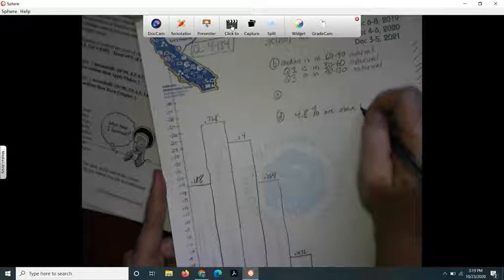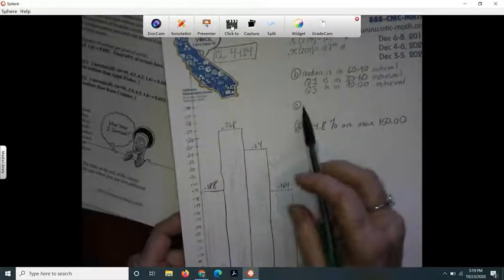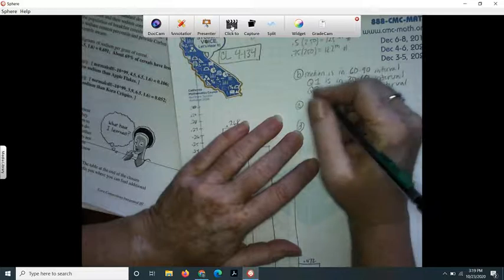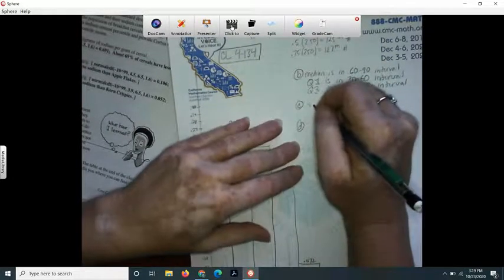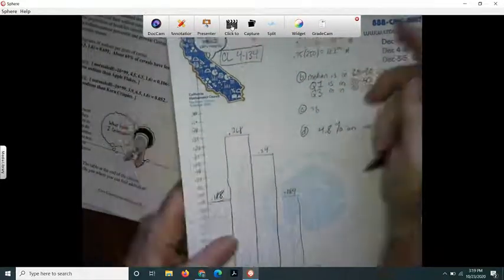Are above $150. This one just, we said that it was skewed. I forgot how to spell skewed. I'm running out of time, so it's starting to get stressed out a little bit. Skewed.